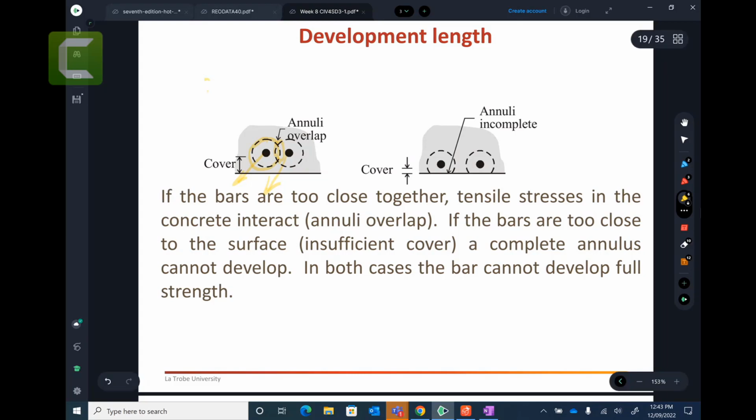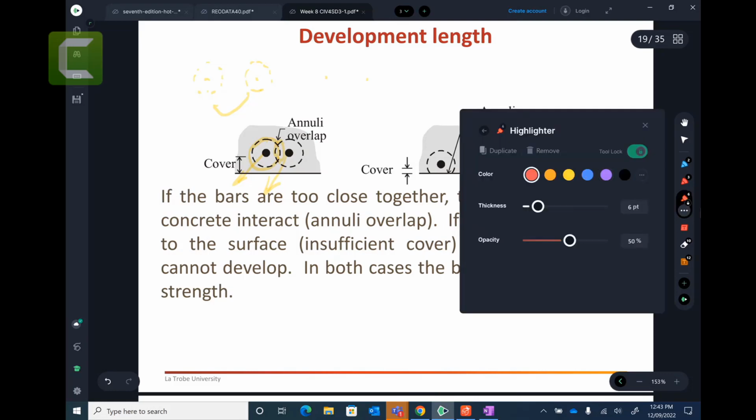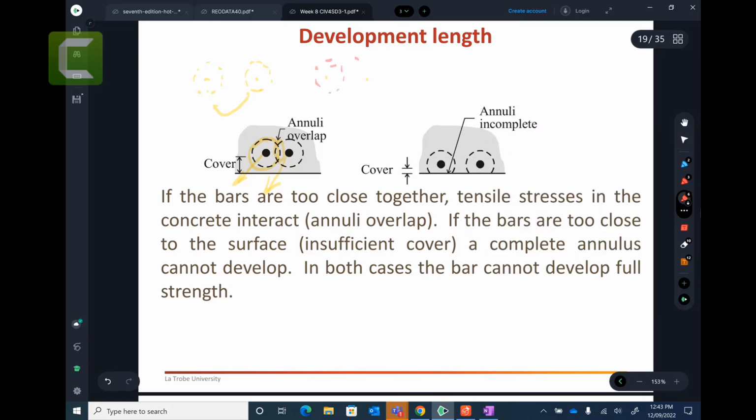We want to have this one. We don't want to overlap on each other, right? That is good. I'm happy. This one, not good, right? Penalty. The standard will apply the penalty for you.